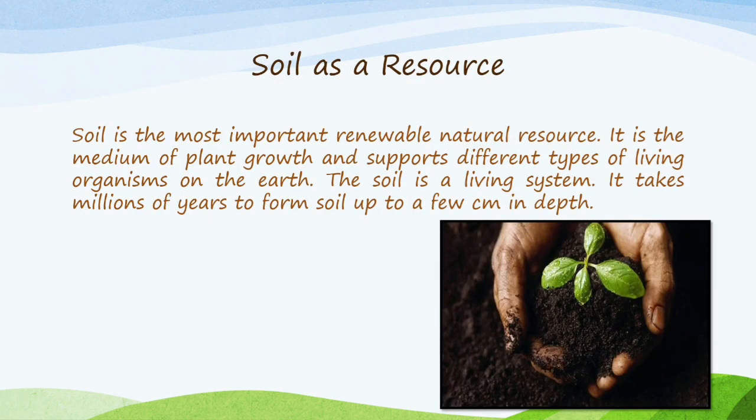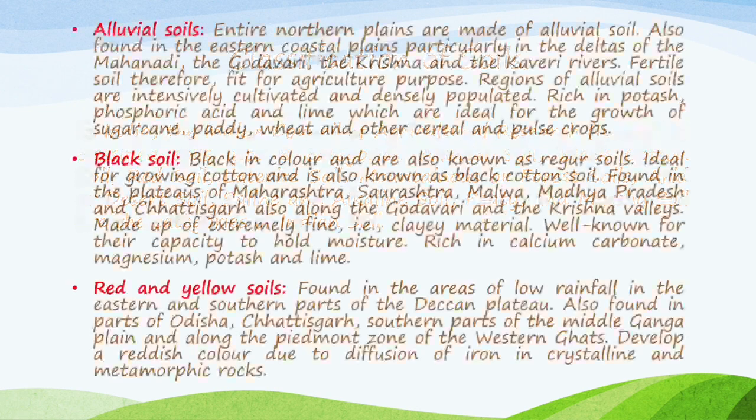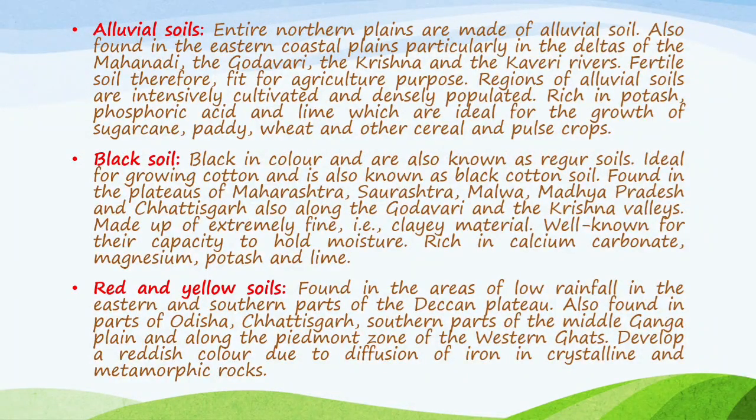Next is soil as a resource. So soil is the most important natural resource. We already know how our life and our humanity is dependent on soil. There are some classifications of soil in India. The Indian Council of Agricultural Research has classified or divided soil into 8 categories. These categories are mentioned here. In our textbook, these categories have been classified in such a way.